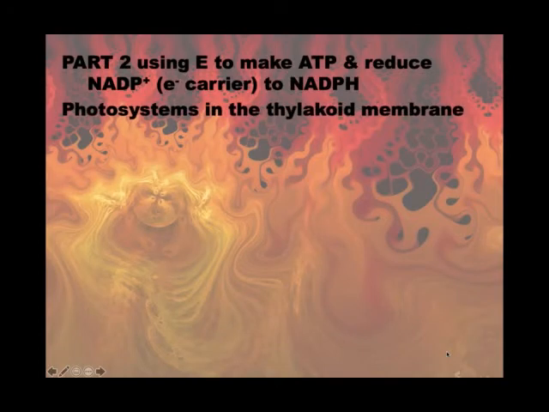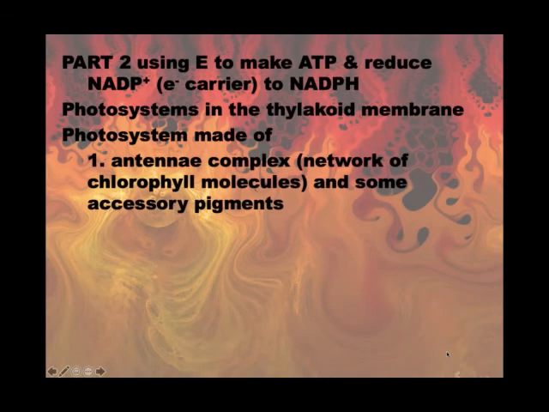So in the thylakoid membranes, there are these things called photosystems. You're like, what the heck is a photosystem? Well, I'm going to tell you. Photosystems are made of an antenna complex. You can kind of think of it like an umbrella.